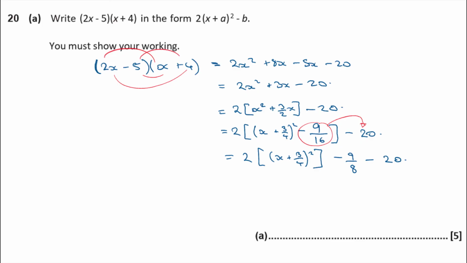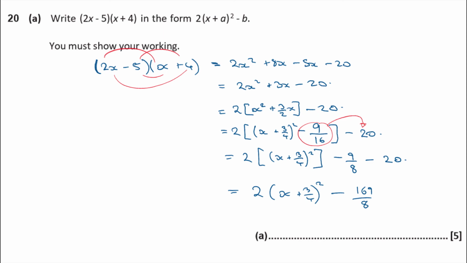Right, so then all we need to do now is combine those last 2 terms to find b. So that's going to be equal to 2 lots of, and just dispose of those square brackets now, they're not doing anything anymore. So it's 2 lots of x plus 3/4 squared, and then I've got minus 9/8 minus 20. So how many 8s in 20? There are 20 times 8, so that's 160 8s in 20. So it's going to be minus 9/8 minus 160/8, which is minus 169/8. Okay, and that's it.